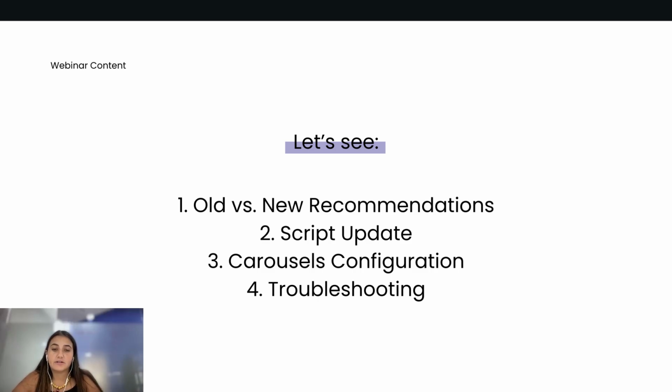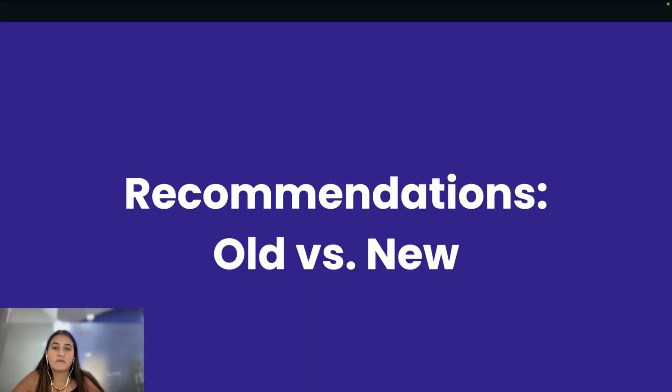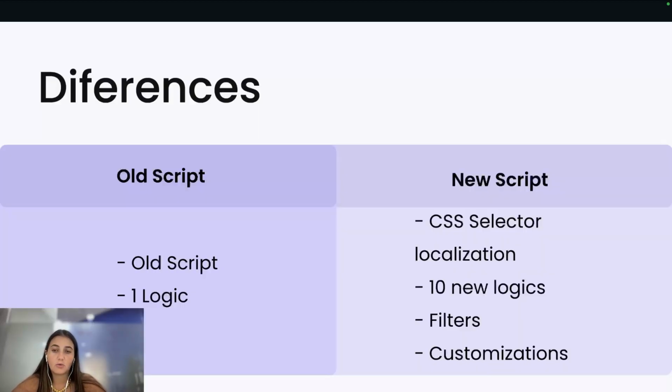Okay, so what are the recommendations? The recommendations is just a carousel of recommended products that can appear in every page of your website. So we will see now the differences between the old and the new. Within the old recommendations, they were part of the search. You integrated them through a brief script that we had for the recommendations, and you located them where you want them to appear on your website. And it only had one logic.